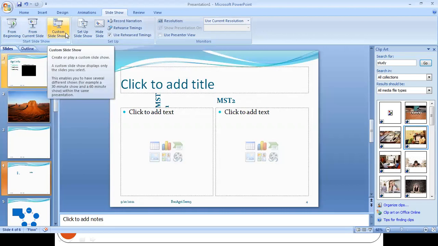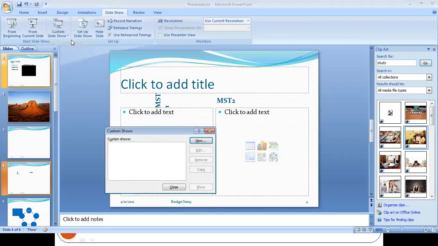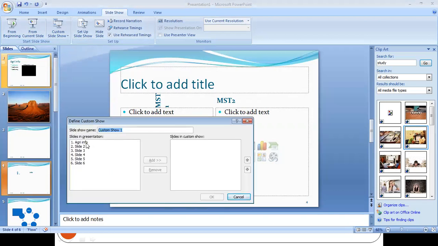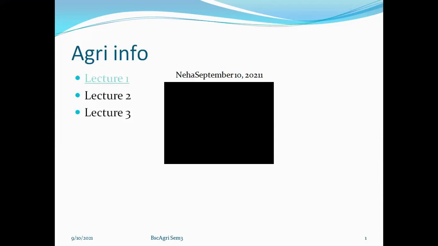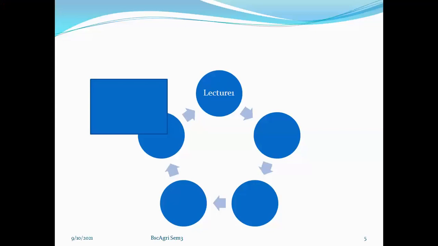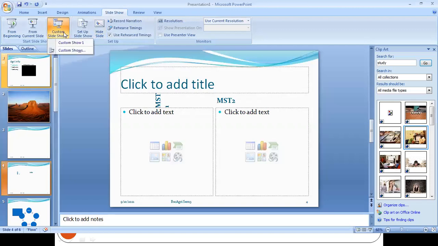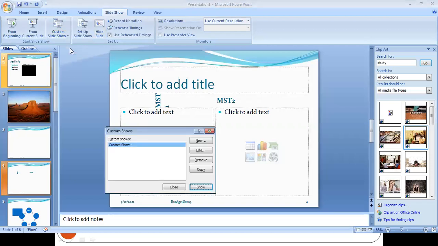Then in the custom slideshow, you can customize your slideshow. Suppose I want to see only slide number 1 and slide number 5. I press OK and then say show, and only slide number 1 and slide number 5 will be shown. In the custom slideshow, you can choose these slide numbers. If you don't want to show all the slides, you can customize it according to your choice.